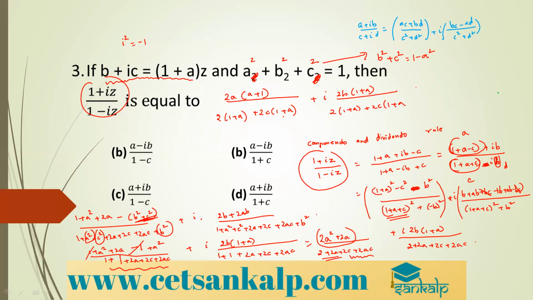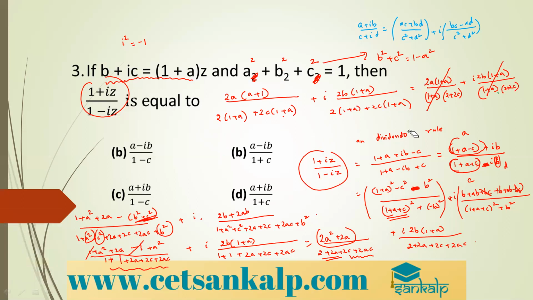Now, still further simplifying, I will have 2A into 1 plus A by 1 plus A I will take common, I will have 2 plus 2C. Similarly, I into 2B into 1 plus A by denominator 1 plus A into 2 plus 2C, the same. So that means 1 plus A cancels, 1 plus A cancels. So final step, where should I write? I will erase and write.